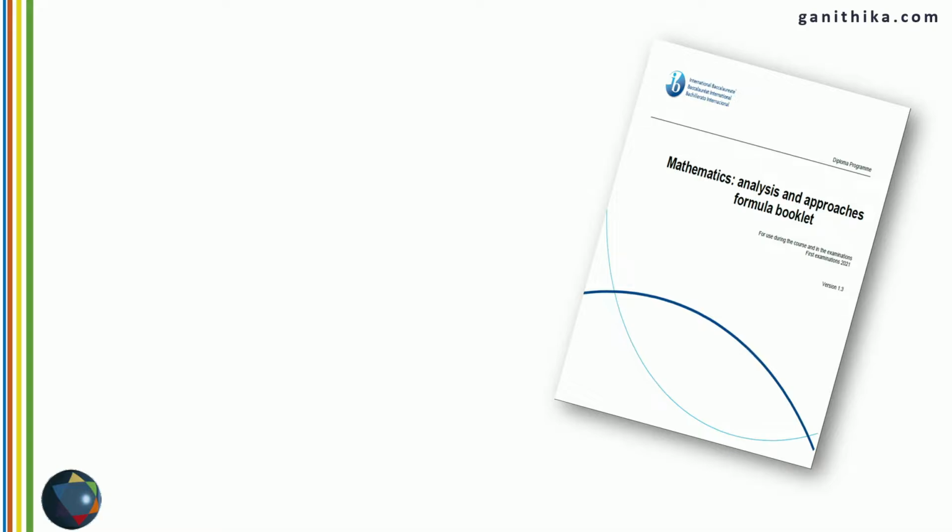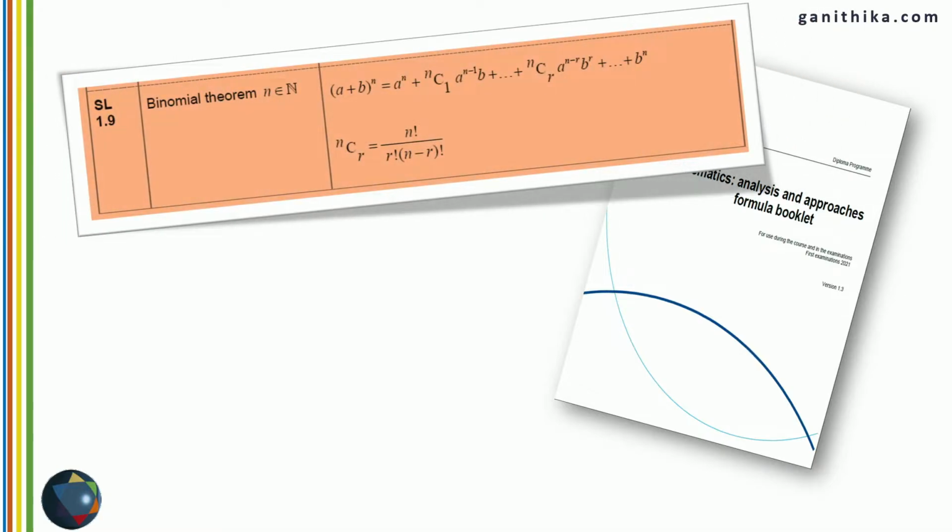Inside this formula booklet, you have the formula for the expansion of (a + b)^n using binomial theorem for SL students. In the same place, you also have the formula for n choose r, n factorial over r factorial times (n minus r) factorial. You know what a factorial is. So you can use this formula whenever you want to find any nCr in the expansion.